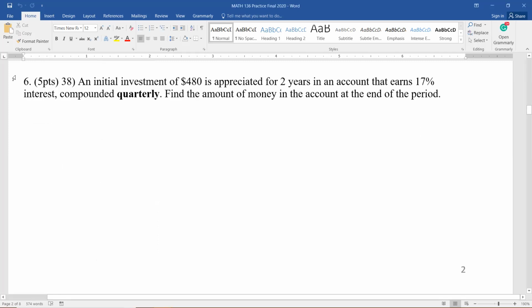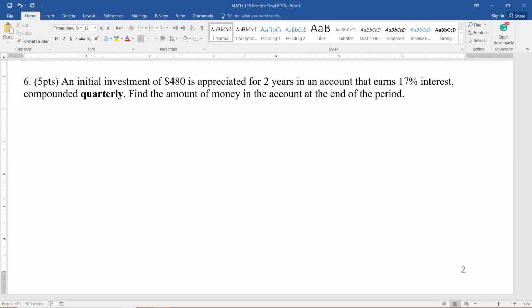Question number 6. An initial investment of $480 is appreciated for 2 years in an account that earns 17% interest compounded quarterly. Find the amount of money in the account at the end of the period.